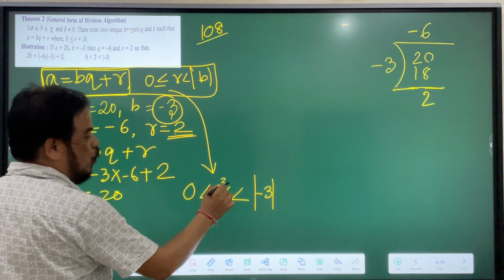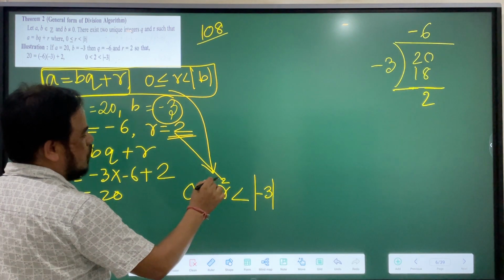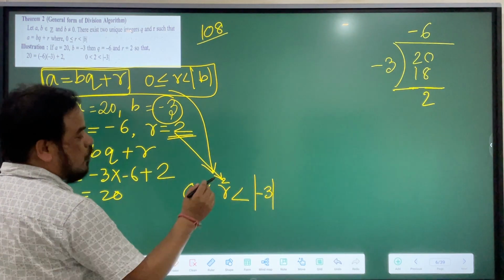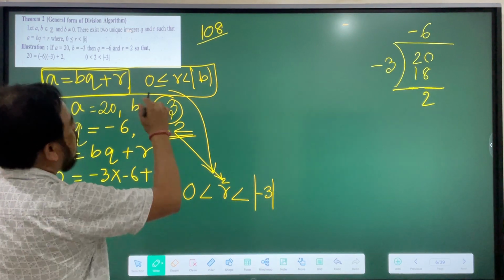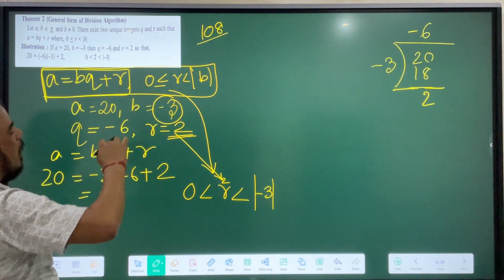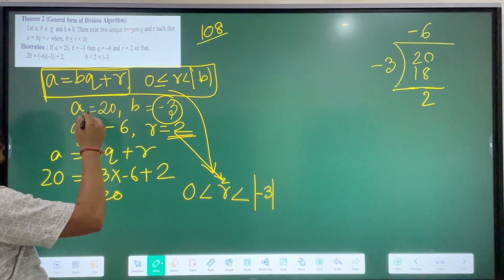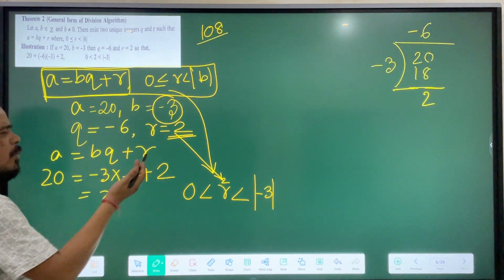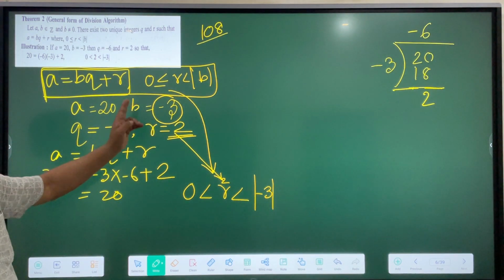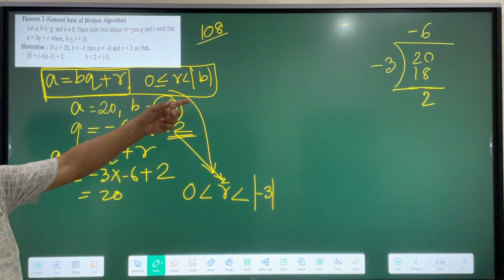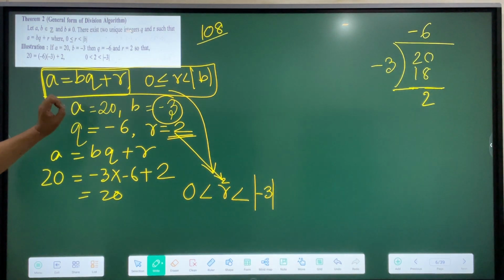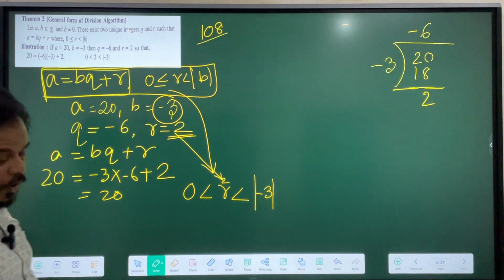So the remainder is 2, which is smaller than 3. Mode of minus 3 is 3, same as mode of plus 3. You can verify this by taking any number: A is 25, B is 6, B is minus 6, B is minus 10, any number you can take and verify. Whatever is done here, you can do by yourself for theorem number 2.